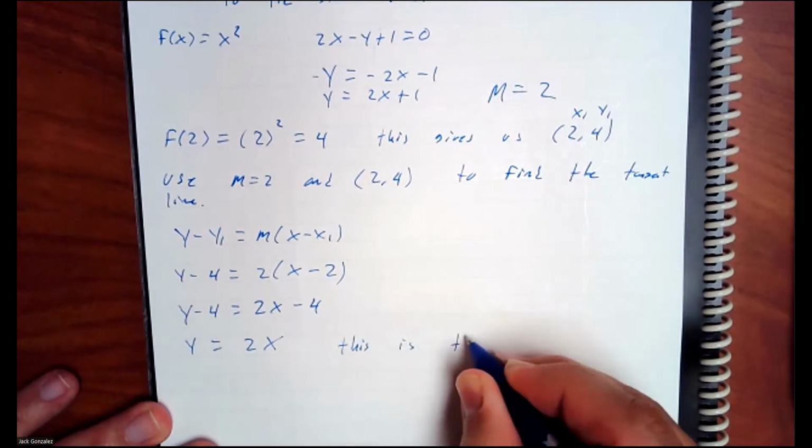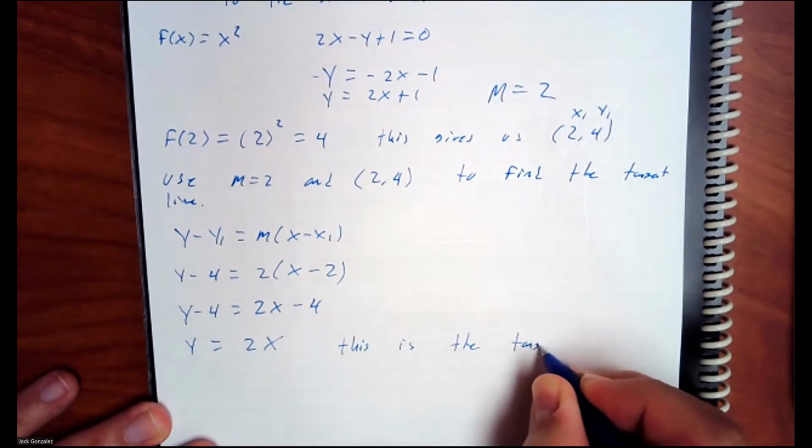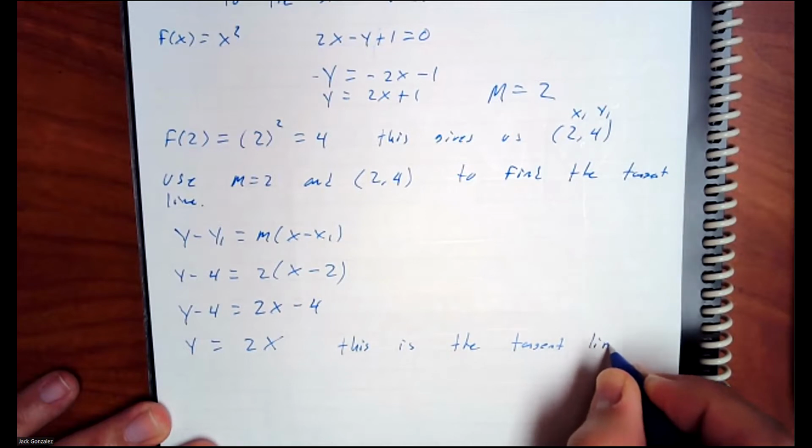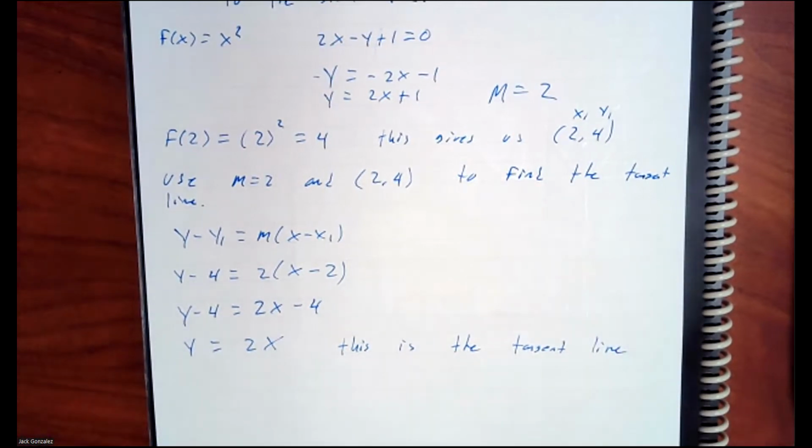This is the tangent line. Okay. Is it parallel to the one they gave us? We have to graph it and double check. We can, but as long as they have the same slope, they will be. This has a slope of what? 2. And what about this one? Yeah.